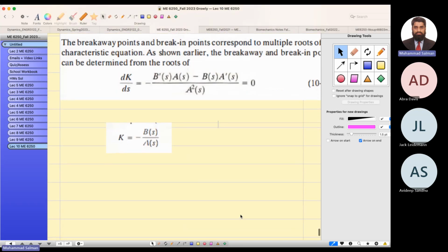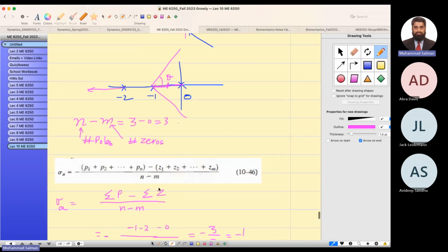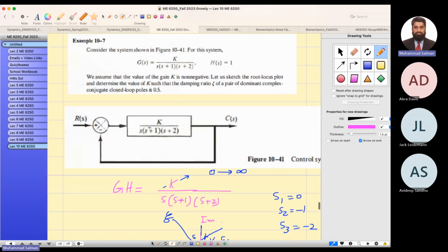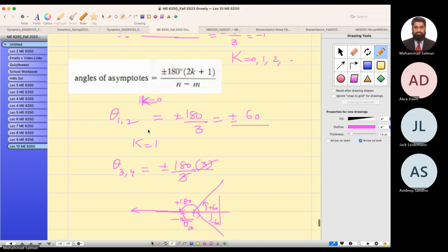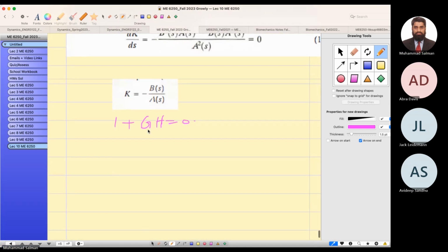So what is the equation? In our case, 1 plus GH is the equation of the root locus. So what is G? K over the denominator. This is my G. Can I write down like this? 1 plus K over (s plus 1)(s plus 2) equals 0.